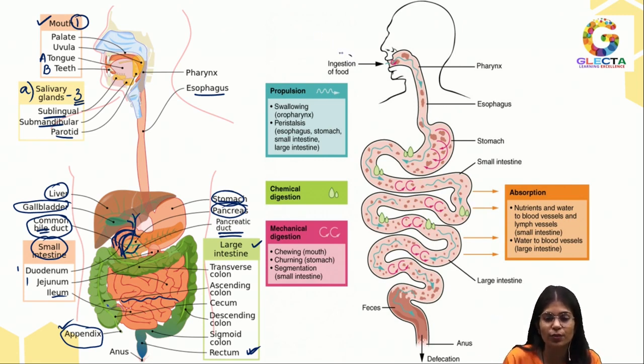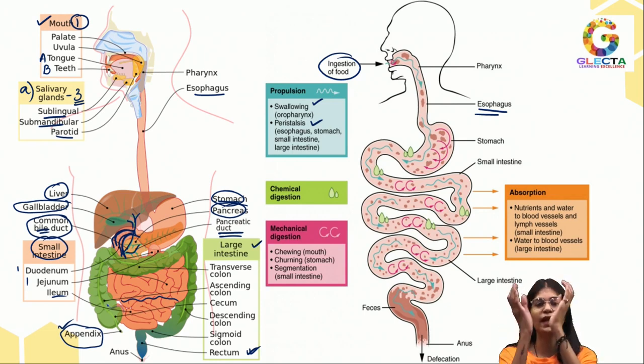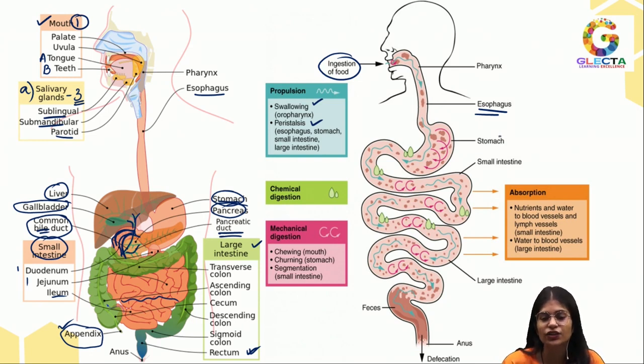The first step is going to be ingestion of food. After ingestion of food, you're going to have to chew it. After chewing, you're going to swallow it. After swallowing, in the esophagus there's going to be a peristaltic movement. For example, you swallowed the food, so the food is somewhere here. The upper part is going to close and it's going to squeeze the food down. That process is known as peristalsis. Then it's going to enter the stomach.